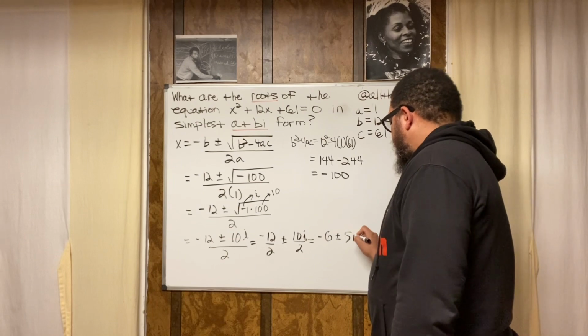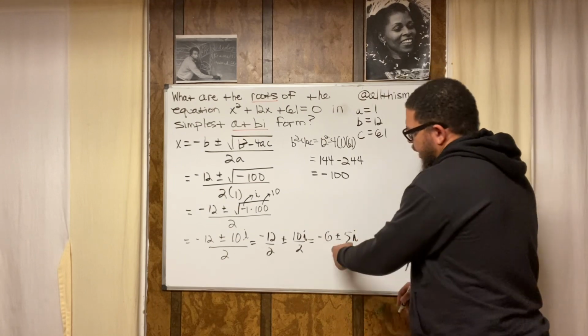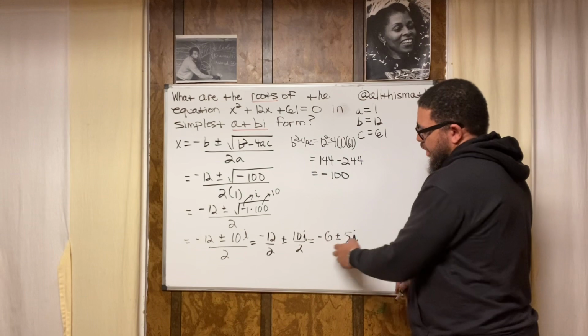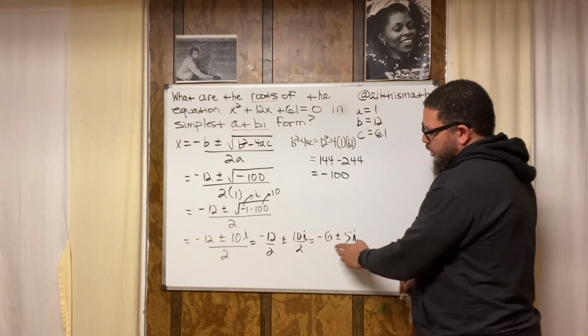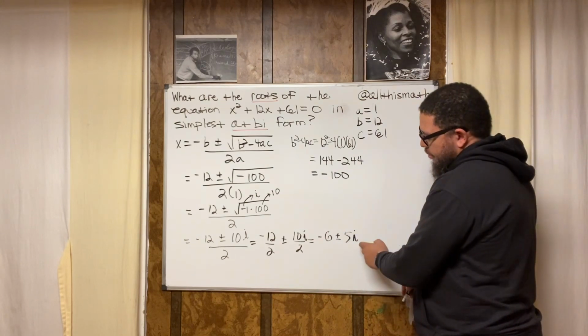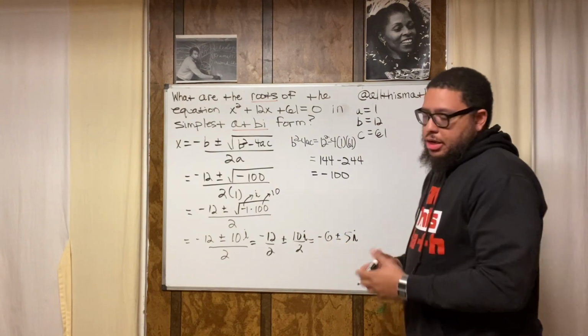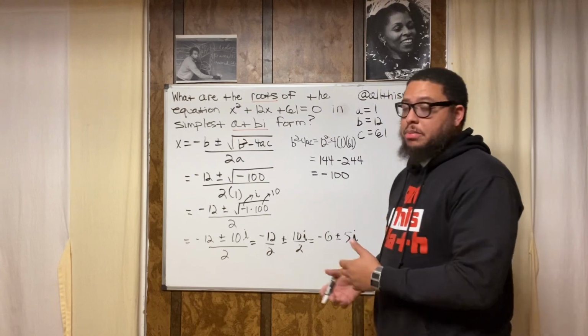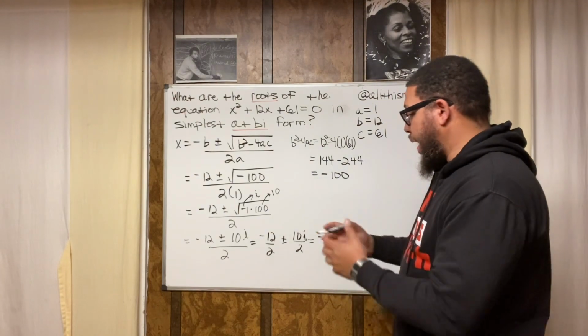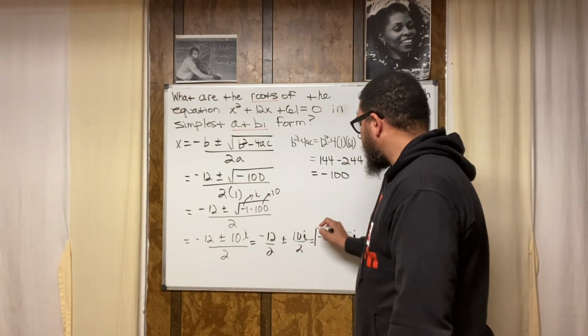So that's 5i. And you can't combine these two, right? Because that's an i. That's imaginary. So this is an imaginary number, 5i. This is a real number. So this is real, this is imaginary. They're not alike. You can't combine those. You can multiply them together, but you can't combine them. You can't add or subtract them. So this is the final answer.